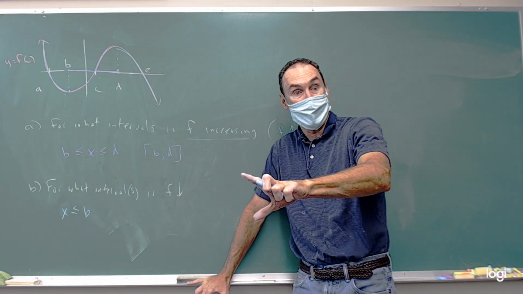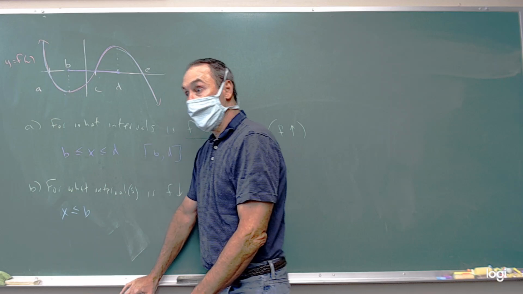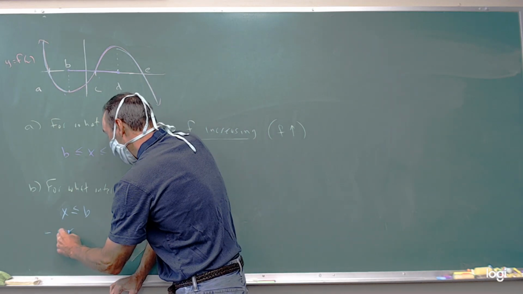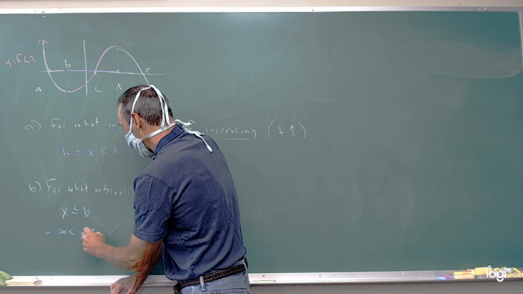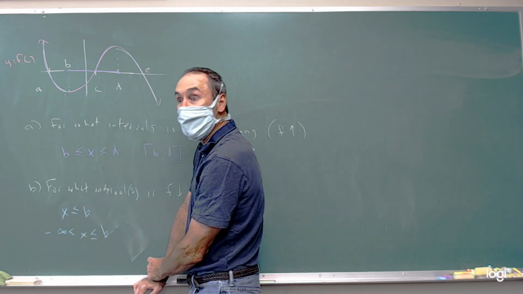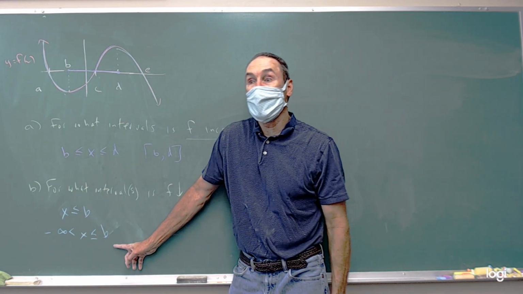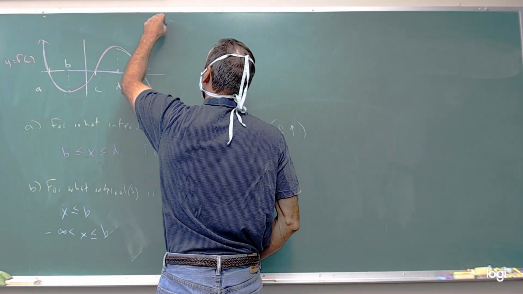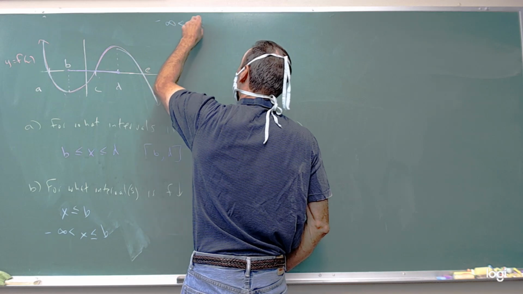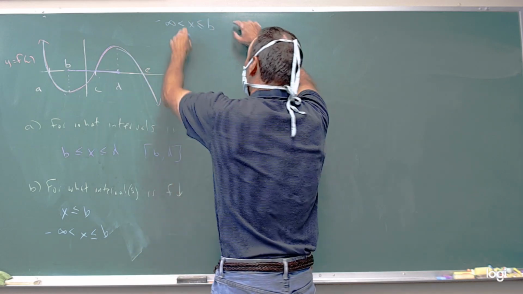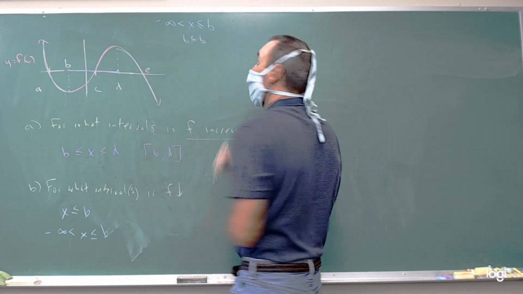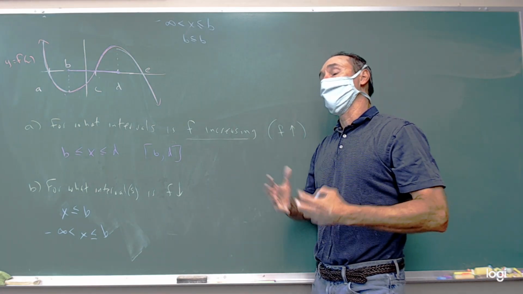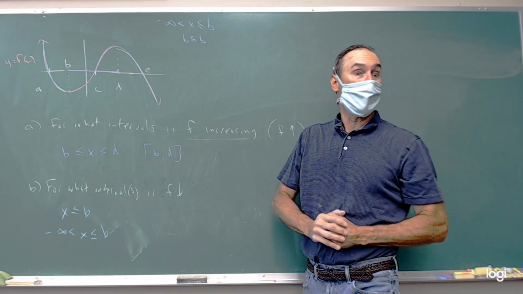I'm not done. And you could also say, if you want, negative infinity is less than x is less than or equal to b. Okay, that's kind of a funky way of doing that. Can you see that down there? I'll write it up here. That's negative infinity less than x less than or equal to b. That means the same thing as x less than or equal to b, but you get to impress more people that you've communicated, with that infinity symbol.